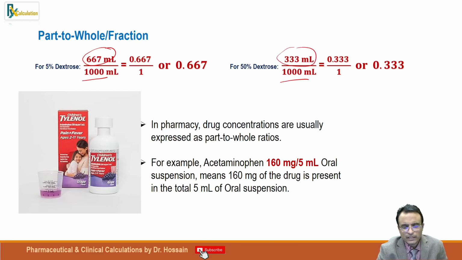In pharmacy, the drug concentrations are usually expressed as part to whole ratio. For example, acetaminophen 160 milligram per 5 milliliter oral suspension. That means 160 milligram of the drug acetaminophen is present in total 5 milliliter of the oral suspension.